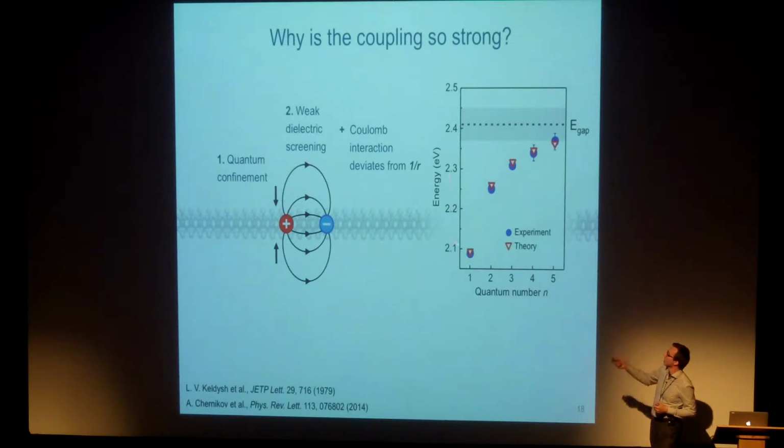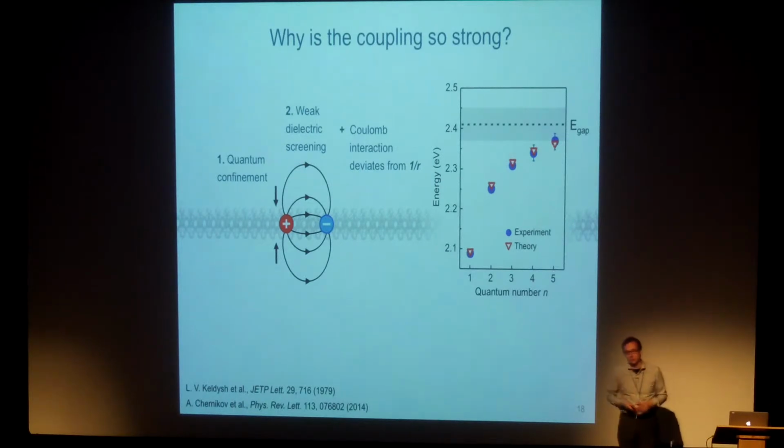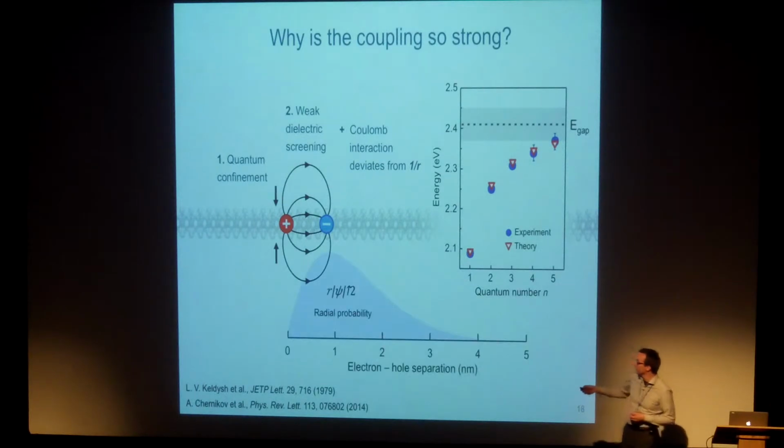So here you see the energy of the excitonic state as a function of the quantum number. Now, this theoretical approach reproduces, as you can see here, the energies, but also the oscillator strengths, which means we can put some trust into the wave functions. And this looks the following way. So here you see a radial probability of finding an electron when the hole is fixed at 0.